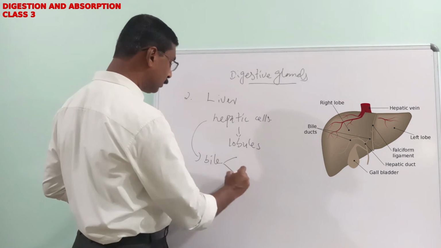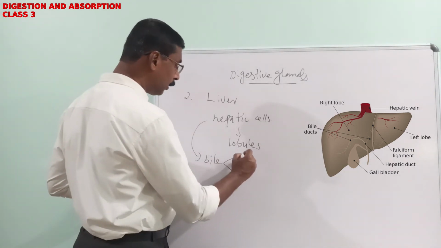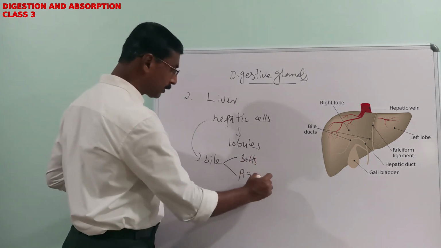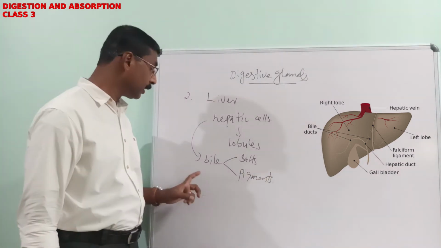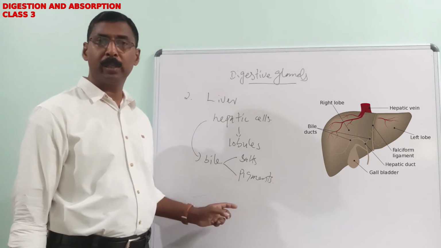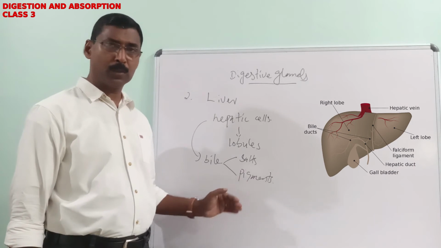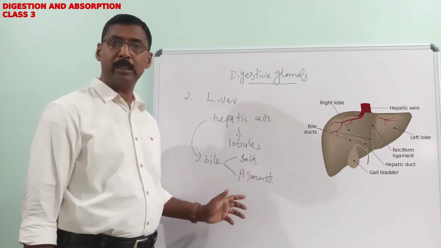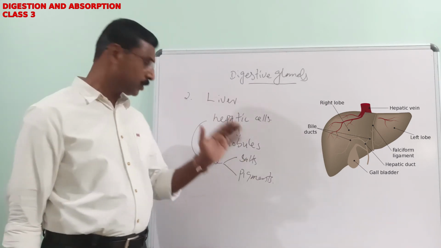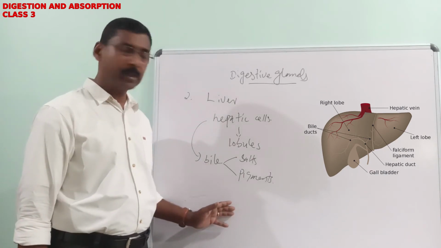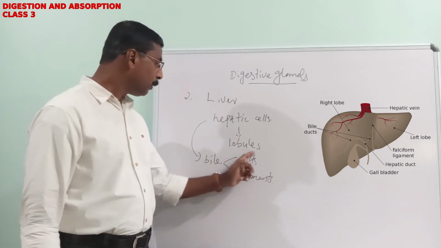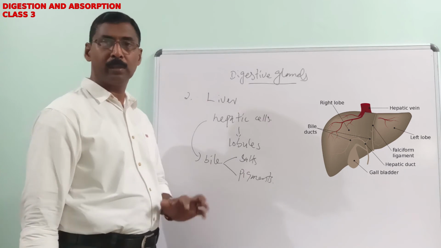And bile consists of two components: bile salts and bile pigments. These are the two major components of the bile. Apart from this, it also contains certain bicarbonates and certain other substances, like cholesterol, some drugs, steroids and other substances. So bile consists mainly of bile salts and the bile pigments. And these bile salts help in digestion, that we will discuss later.